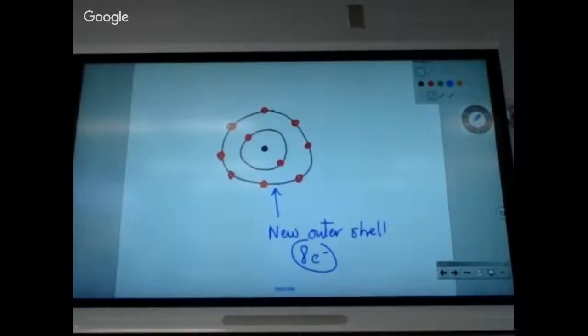Will there ever be a situation where if you lose the 3 or however many, that there won't be 8 on the inside? They'll share so that they get 8. But yes, and there are times when they have more than 8. They have expanded octets, and we'll get to that too. All right, everybody with me now?